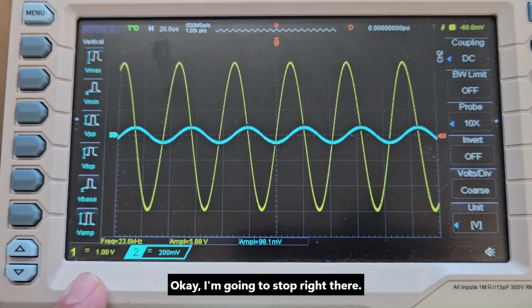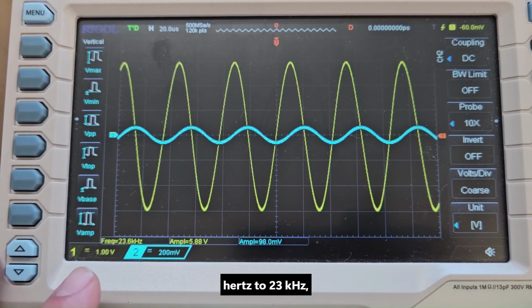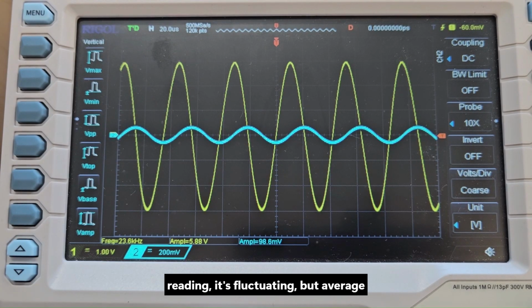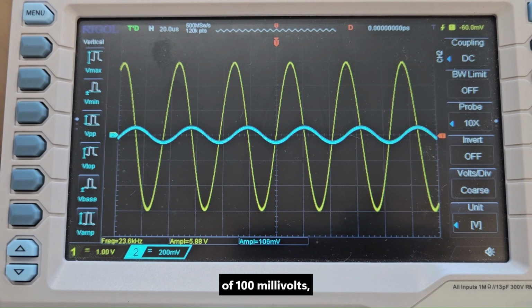Okay, I'm going to stop right there. We've increased the frequency from 300 hertz to 23 kilohertz. And right now our output is fluctuating, but averaging 100 millivolts, which is 0.1 volts.